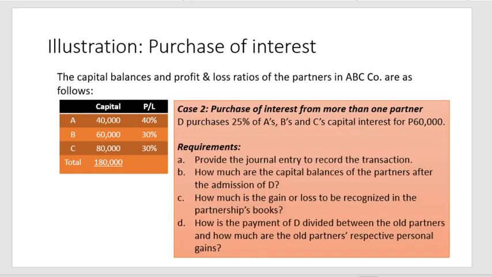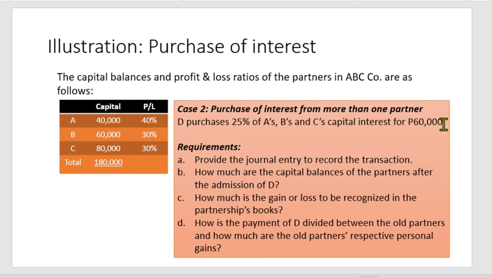Okay, let's look at case number 2. The capital balances, this is the same scenario, same capital, same profit and loss sharing agreements. However, purchase of interest from more than one partner. So, kanina, isang partner lang yung binilan, ngayon ay tatlo na. D purchases 25% of A, B, and C's capital interest for 60,000. So 25% lang ng capital ni A, ni B, at ni C respectively.